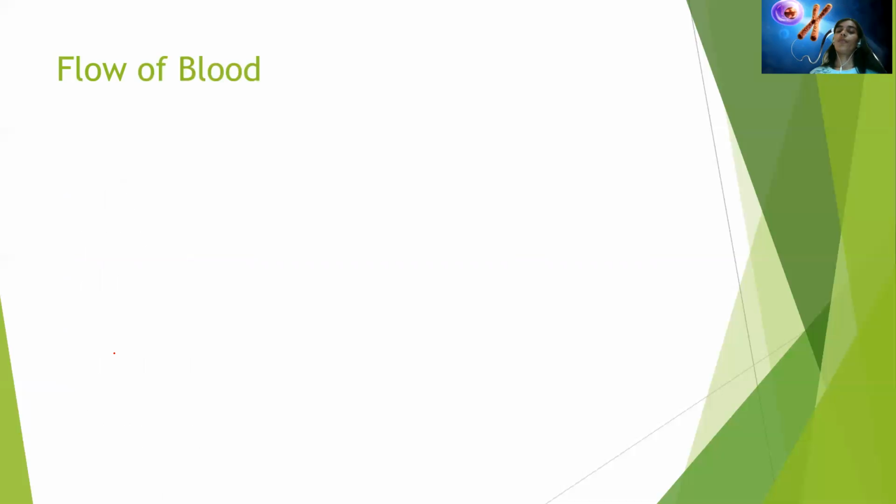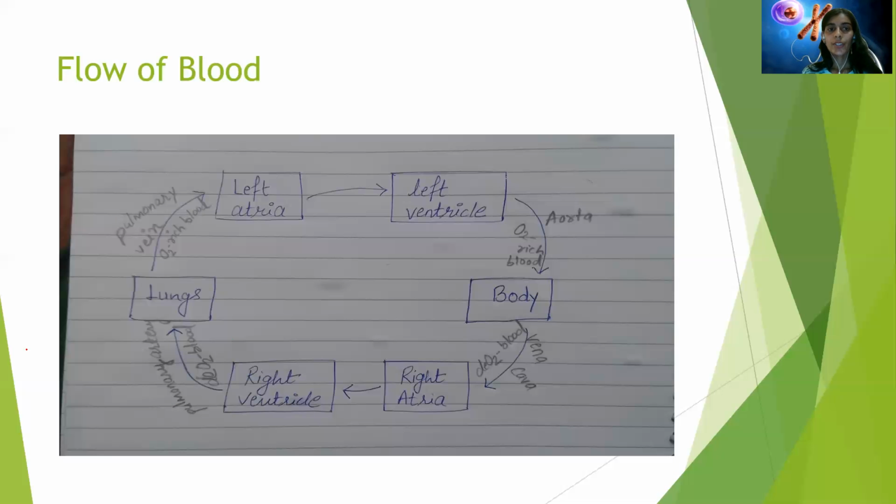Let's see the complete flow chart of this. You can see here the left atrium and left ventricle part of the heart, and the right ventricle and right atrium part of the heart. On one side we have the body, and on the other side we have the lungs. You can start the flow of blood from any side, either the body or the lung, but it becomes a complete circulation. It makes a complete cycle, and that cycle keeps on repeating. That's why we call it circulation.